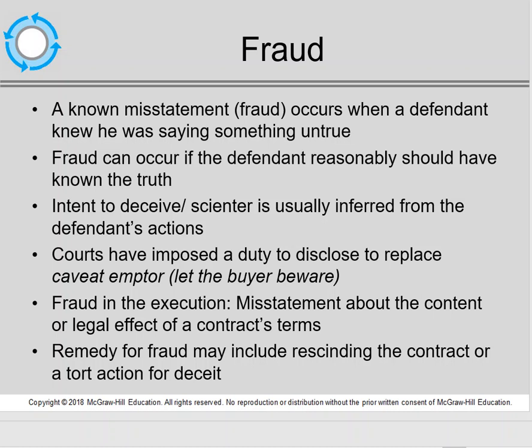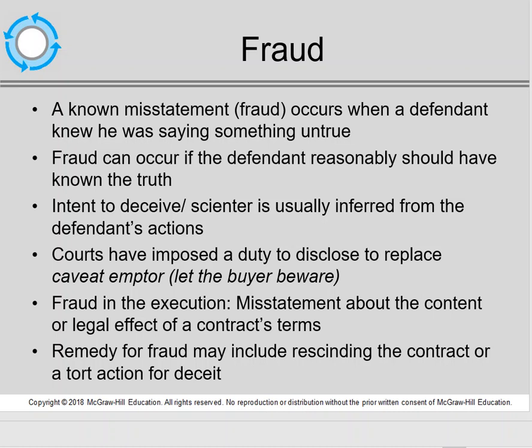One other thing I want to talk about with fraud is fraud in the execution. Remember, at the beginning of today's lecture, I said most of the time contracts are voidable. This is the one instance, fraud in the execution, where if proven, the contract's not voidable, but rather void. No contract at all. This is a fraud where you get someone to sign something saying it's one thing when it's really something else.